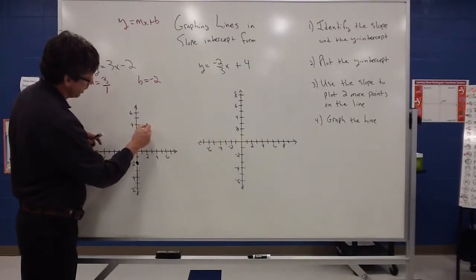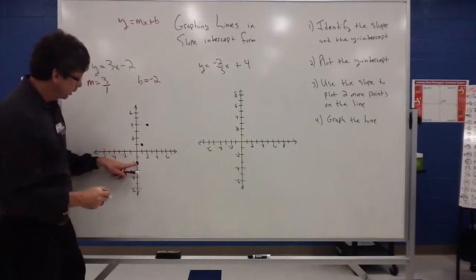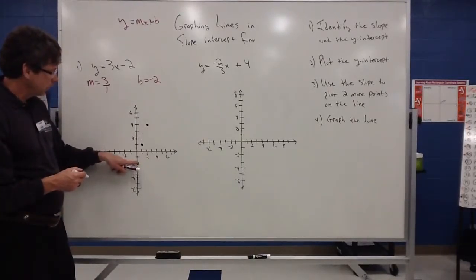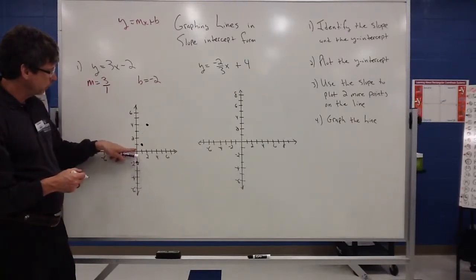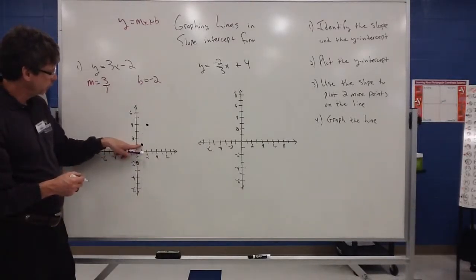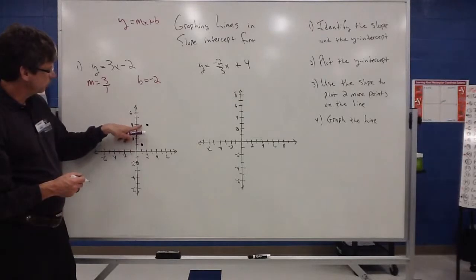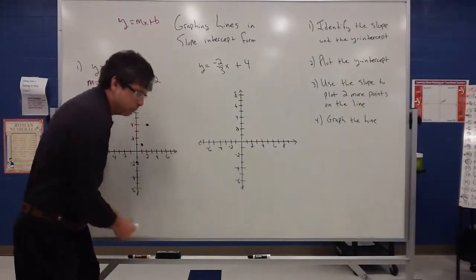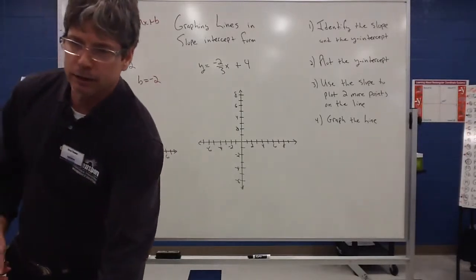So I should have something like that. So from here again, I'll start here. Remember, don't count that spot. Your finger or your pencil starts here. Your first move is up 1, 2, 3, then right 1. And then again, up 1, 2, 3, and right 1. So once I have my 3 points, I can then draw my line.